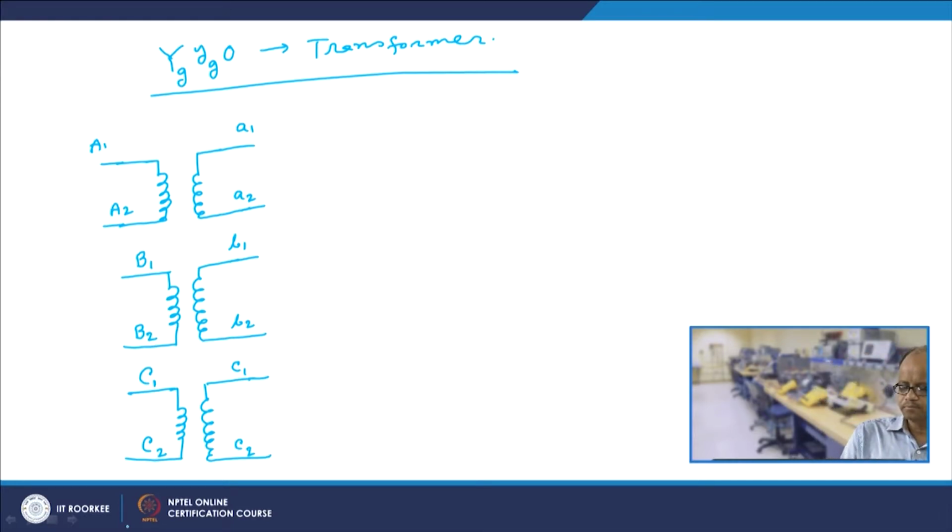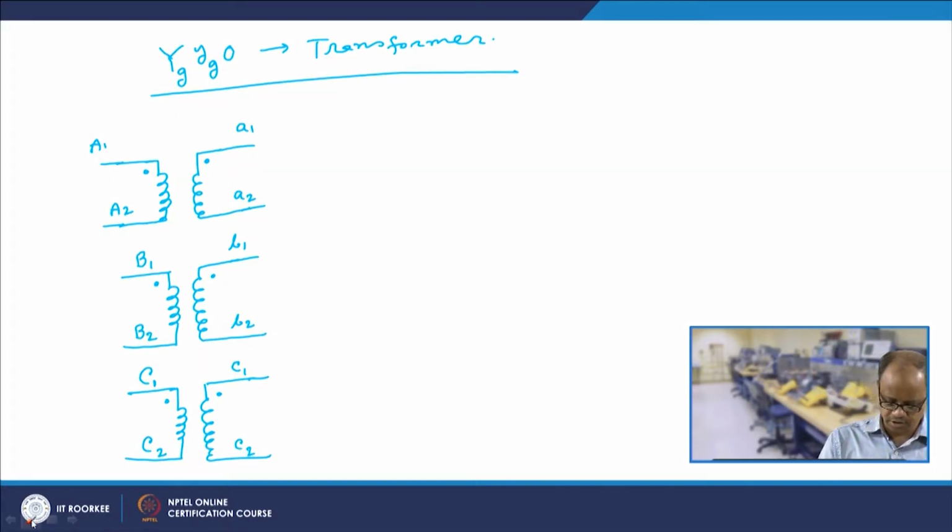Now we know that for any transformer to be represented correctly, we also need to put a dot on the windings of the transformer. So, let us put dots at this point and this point, dot at this point, dot at this point, and dot at this point, dot at this point. So, what is the significance of this dot convention?